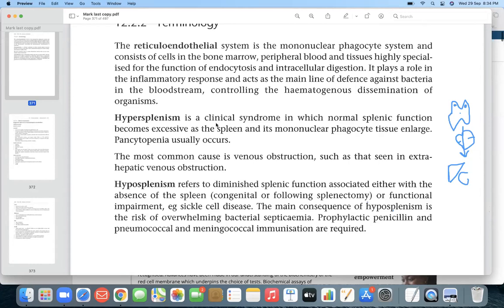anemia. So hypersplenism is a clinical syndrome in which normal splenic function becomes excessive as the spleen and its mononuclear phagocyte tissue enlarge, and pancytopenia usually occurs. The most common cause is venous obstruction, such as seen in extrahepatic venous obstruction. This is a venous obstruction, what we see even in portal vein thrombosis. But what happens here in thalassemia is there will be a huge large spleen because of the extramedullary hematopoiesis. And this large spleen will start causing hypersplenism.